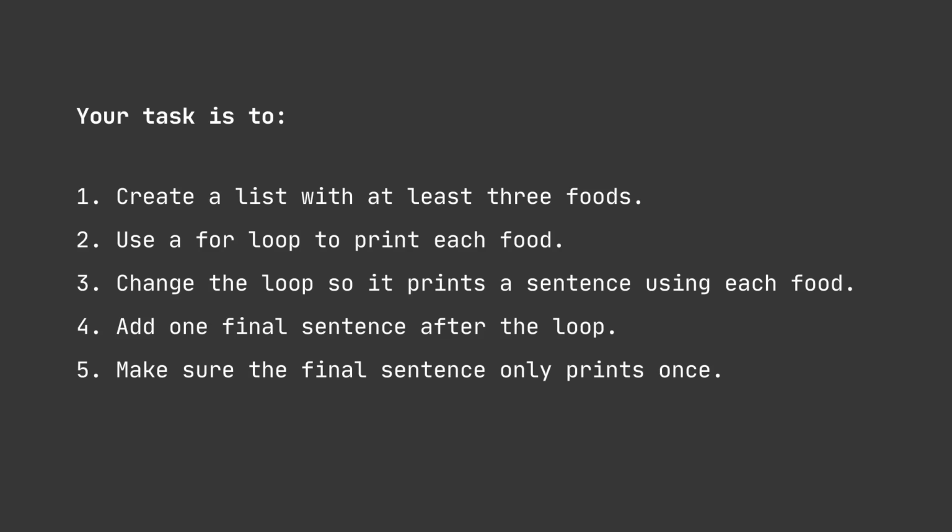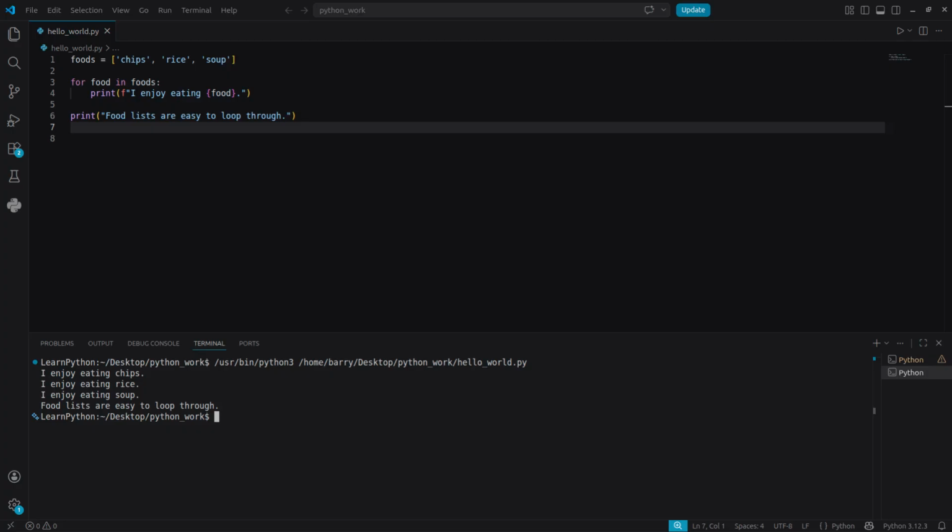The mini task is this. Your task is to create a list with at least 3 foods, use a for loop to print each food, change the loop so it prints a sentence using each food, fourth, add one final sentence after the loop, and finally, make sure the final sentence only prints once. Go ahead and pause this video, and in a few moments, check my result to see how you did. Well, how did you do? Any mistakes?